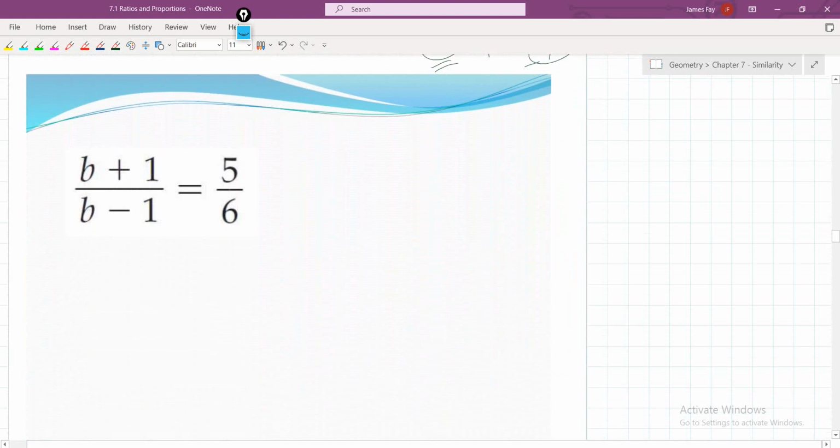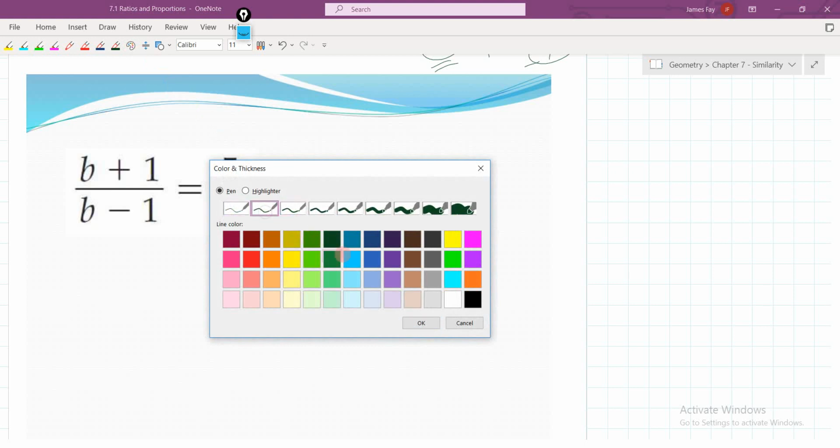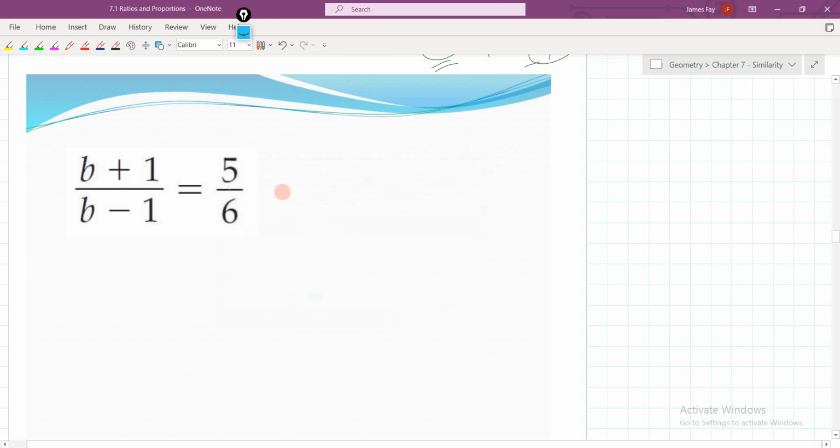These questions are how we just do it. There's no context to these stories. They're just proportions, and we're going to use the idea that cross products are equal, or the product of the extremes is equal to the product of the means. So all you're going to do here is multiply that extreme by that extreme. The only thing you have to be careful with here is that you have a binomial times a monomial, so it's actually 6 times (b plus 1). Then you're going to multiply the means. So put an equal sign, and then we go 5 times (b minus 1).